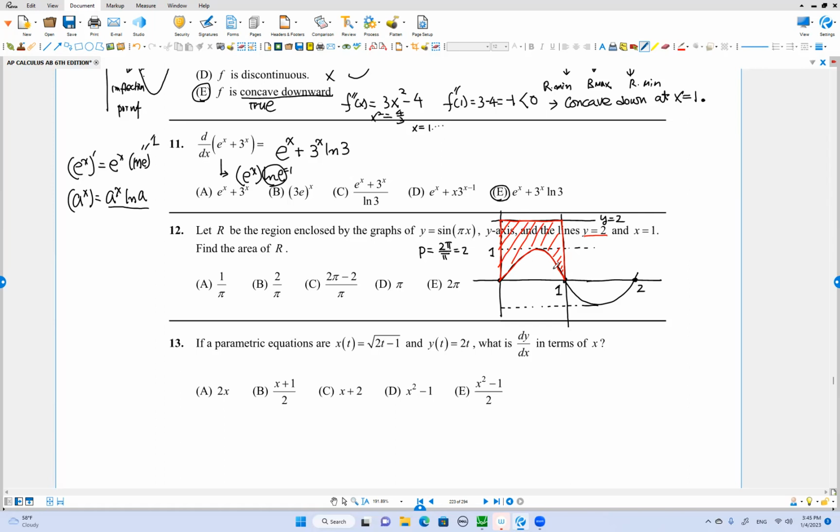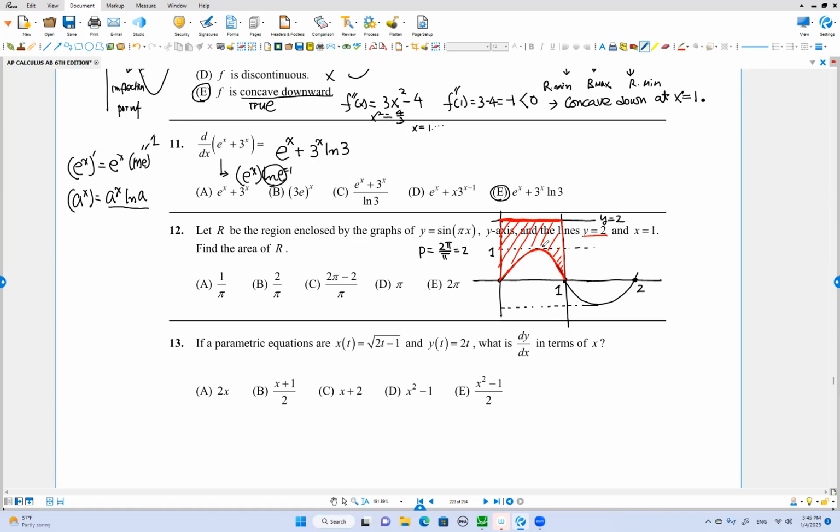So where's the upper graph? y equals 2 is the upper graph. Higher graph over here, right? We take the one at the bottom, that is the lower graph. So it got what? The shaded region. Are you okay with this?